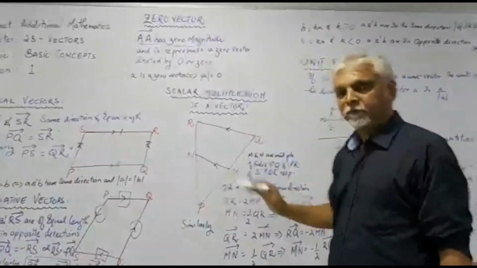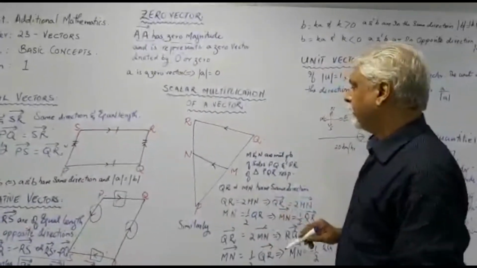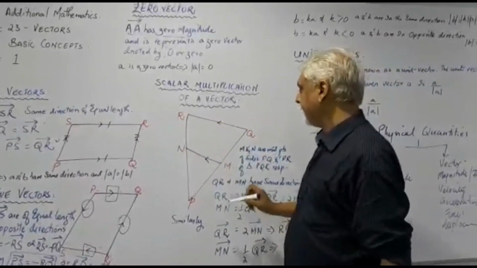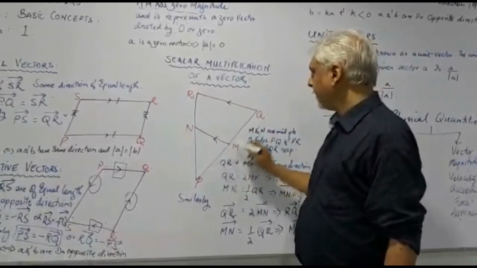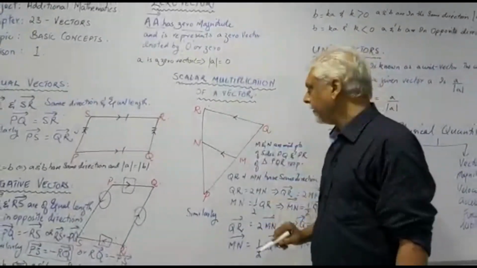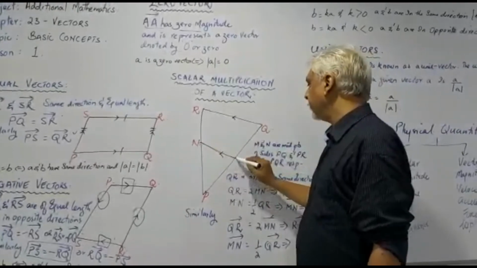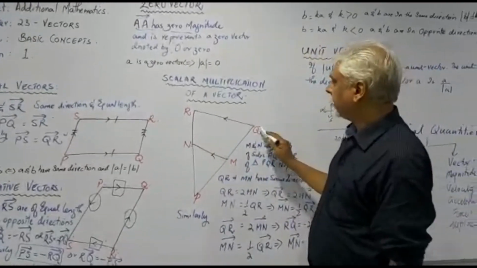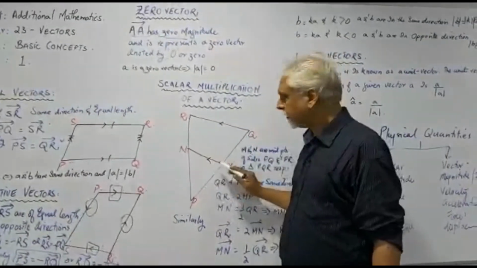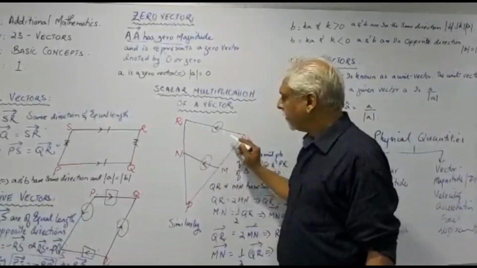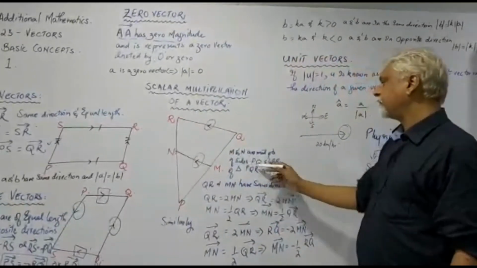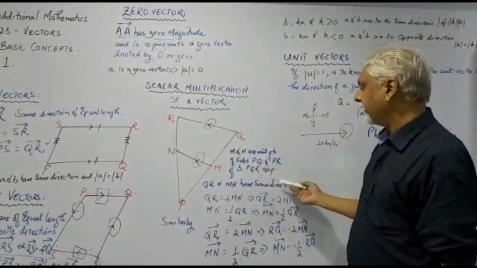Now this is very, very important to understand. We have a triangle PQR, and let's say M is the midpoint of PQ and N is the midpoint of PR. This is the midpoint and this is the midpoint. The directions of QR and MN are the same. It's along the same direction. Can you see the arrow? They're moving along the same arrowhead. So M and N are midpoints of sides PQ and PR of triangle PQR.